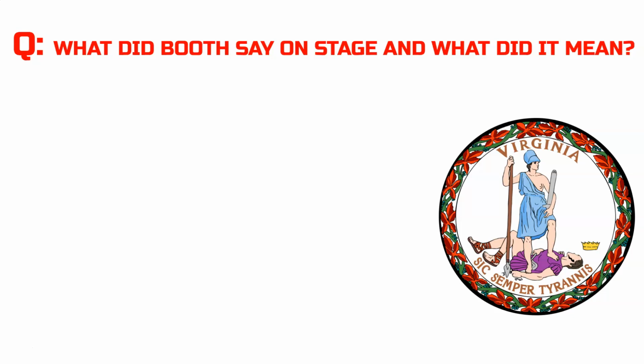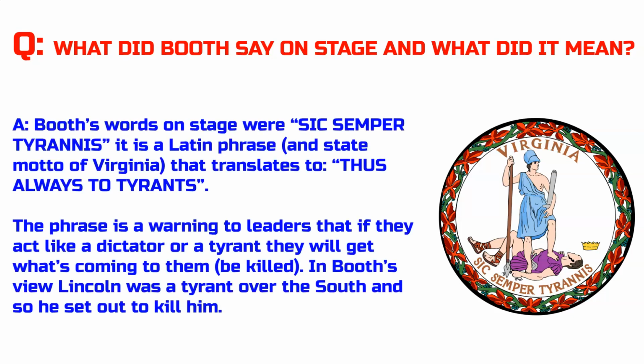Question, what did Booth say on stage and what did it mean? So this is one of the things that people are always confused about. So Booth's words on stage were Sic Semper Tyrannis. And that is a Latin phrase, and it's also the state motto of Virginia. And that translates to, thus always to tyrants.